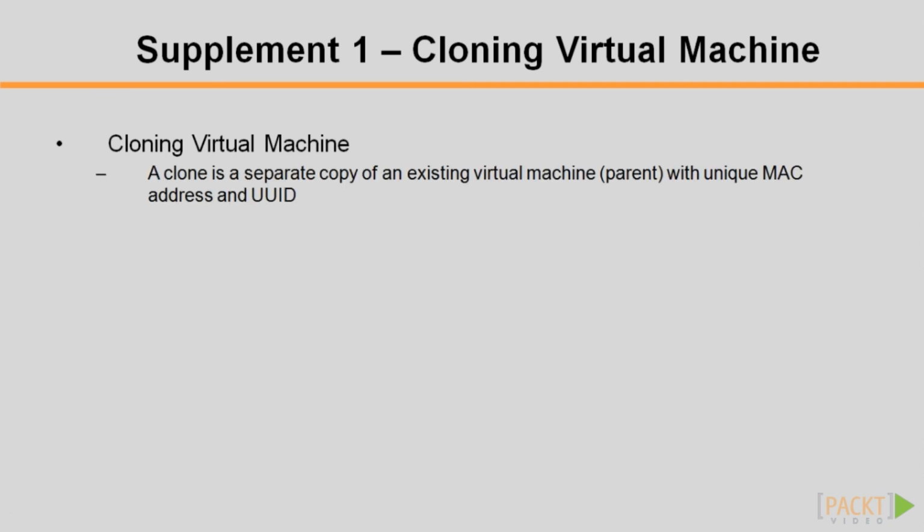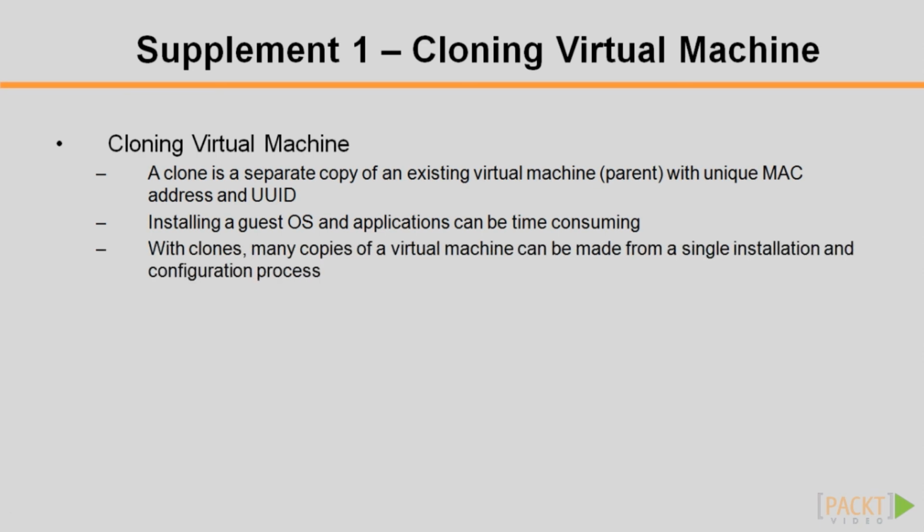In virtual machine terminology, a clone is a separate copy of an existing VM, or the parent, with unique MAC address and UUID. The major advantage is to save time and effort in repeatedly installing a guest OS and applications on every similar VM. With clones, many copies of a VM can be made from a single installation and configuration process. Thus, it's useful when many identical virtual machines must be deployed to a group. For example, building a Cassandra cluster.